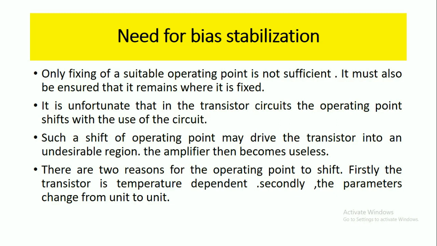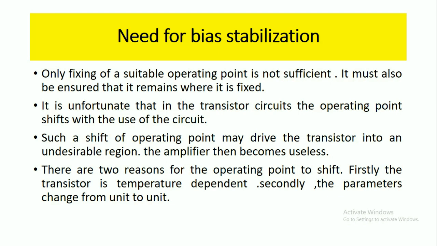So there are two reasons for the operating point to shift. Firstly, the transistor parameters are temperature dependent. Secondly, the parameters change from unit to unit. That is nothing but the transistor beta value. So here the operating point may be shifted on the DC load line near to saturation region or near to cutoff region because of two reasons.